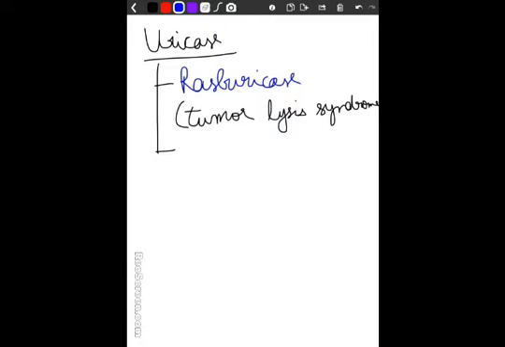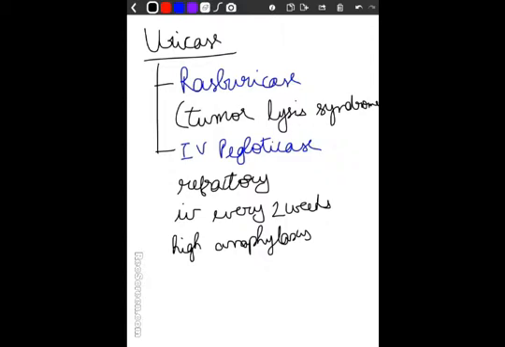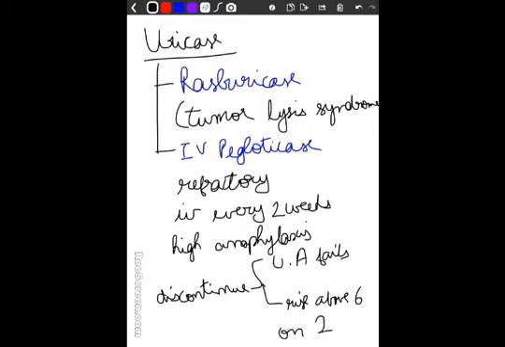The other one is IV pegloticase, and this pegloticase is given when the urate lowering therapy is refractory to other drugs, and the dosage is usually given IV every 2 weeks. Please remember, this drug has a high risk for anaphylaxis, and you should discontinue this IV pegloticase if the uric acid level fails to reach target or it rises above 6 on 2 consecutive occasions.